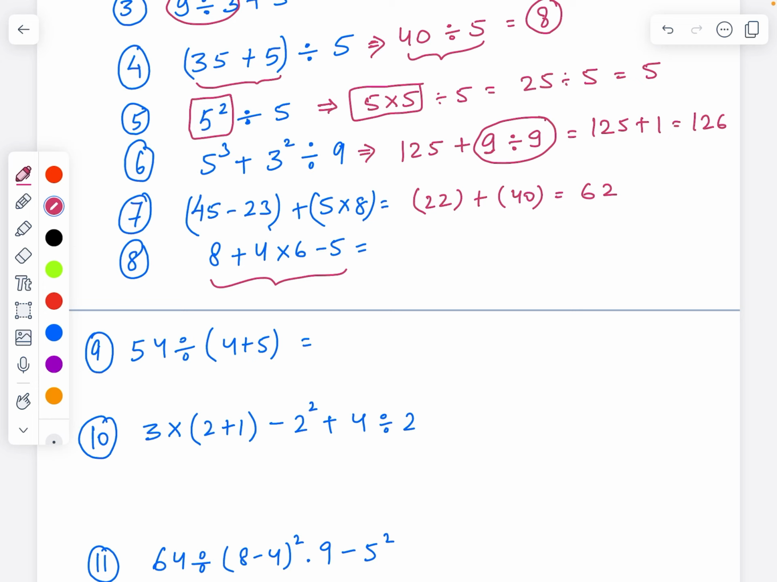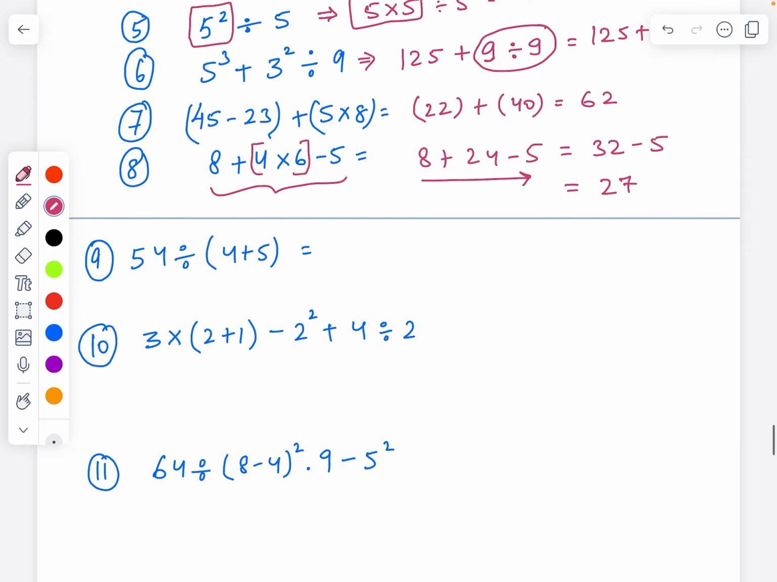Now here in this section we have got multiple operations. So we're going to see what to solve first. As we can see, multiplication would come first, so higher priority. So 8 plus 24 minus 5. Now plus and minus are on the same stage only, so solve whatever comes first. 8 plus 24 is 32. 32 take away 5 is how much? 32 take away 5 is 27. Correct.